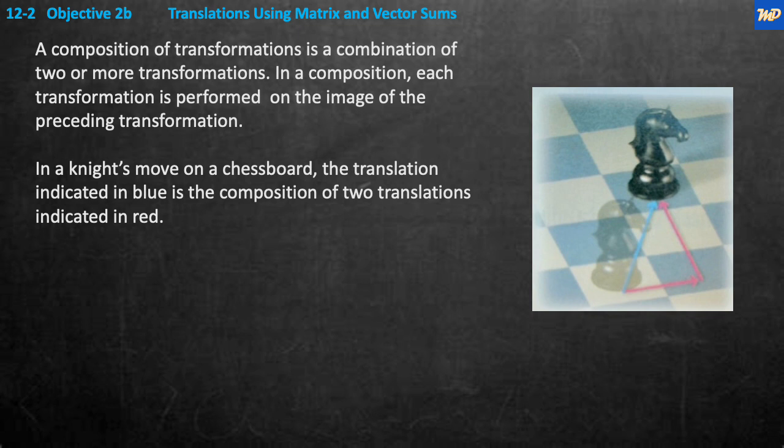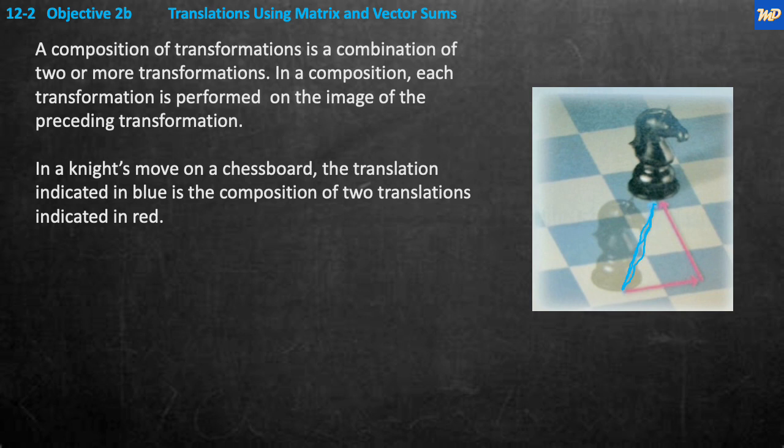A composition of transformations is a combination of 2 or more transformations. In a composition, each transformation is performed on the image of the preceding transformation. I'll point that out here with this picture, and they're talking about here, in a knight's move on a chessboard, the translation indicated in blue. So you see that's the translation right here, indicated in blue. If I can draw that line, here it is. That's the translation that we're making. Indicated in blue is the composition of two translations.